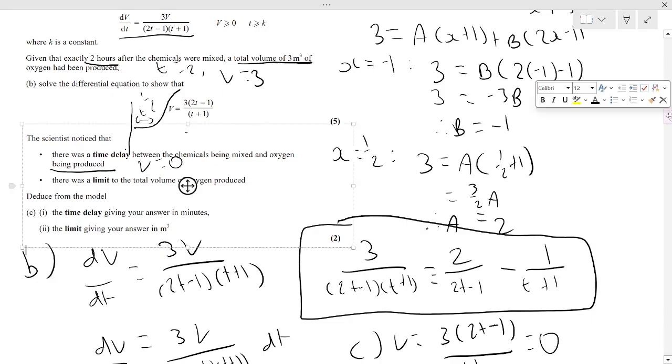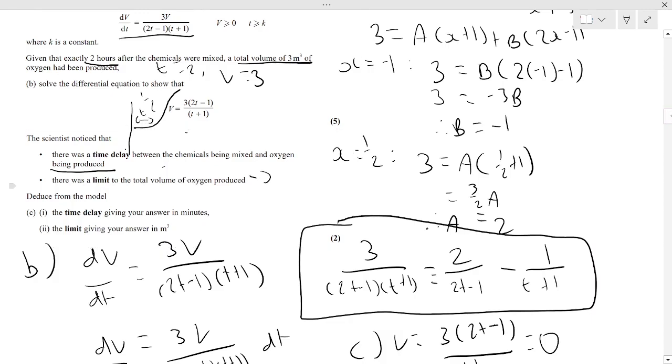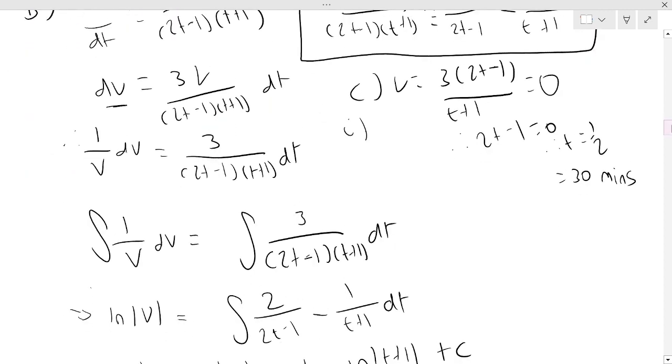Then it says the limit, so it's talking about the limit to the total volume of oxygen produced. So that means no matter how long it takes, there'll be no more oxygen produced. That means we need to consider when t goes to infinity. Now, I did speak about this before, but I'm not a big fan of this sort of thing in normal math because they don't really teach limits like that. But essentially, there's two ways you can do it. So again, V is this here. We need to see what happens when t goes to infinity. And it's not immediately obvious because there's a lot of t's on the top and the bottom. It's not immediately obvious where that goes.